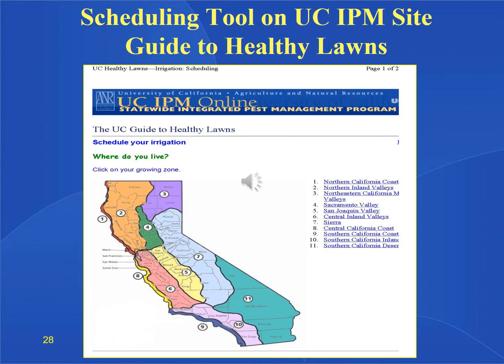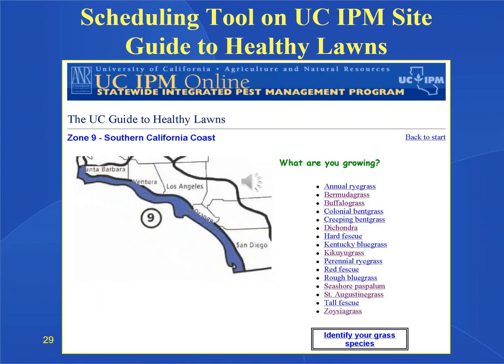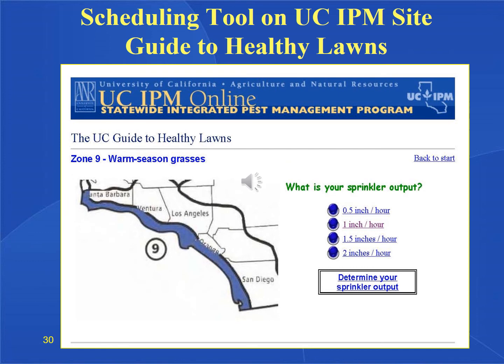Another lawn scheduling tool is found on the UC IPM website, and it's similar to the WaterWise one. You go through the location and other factors, and it tells you how long to have your irrigation system on. You tell them where you're growing your plant. In the last slide here, what you're growing, the type of turf. Here you are inputting your sprinkler output. That could be determined by a catch can test.